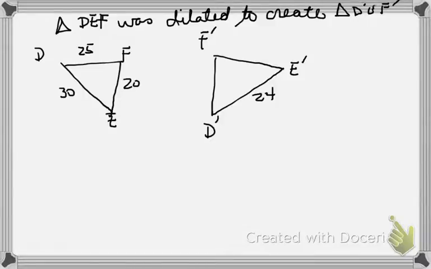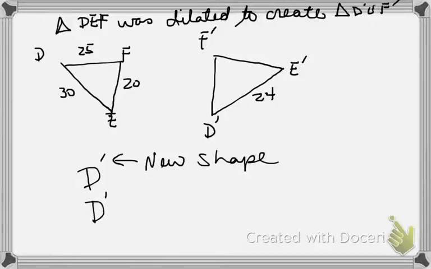All right, so here we go. We know that triangle DEF was dilated to triangle D prime, E prime, F prime. Okay, let's talk about the prime. The prime means that it's the new shape. If you have a double prime, that means it's been changed twice. It's the second change.